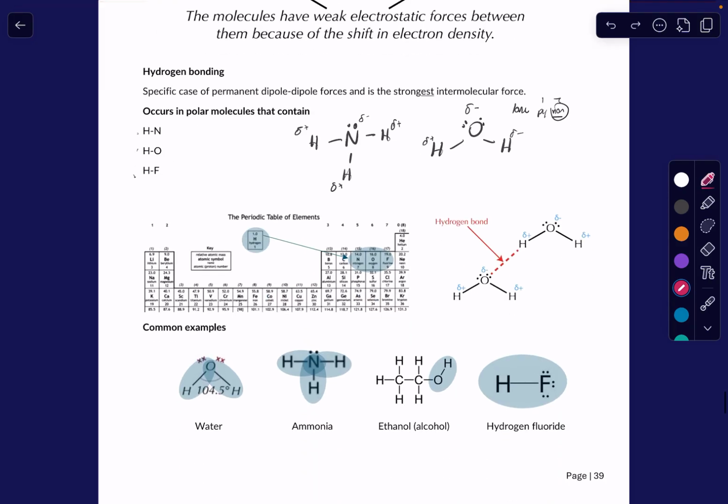Lastly, we move on to hydrogen bonding. This is the same as permanent dipole-dipole. It only happens with polar molecules, but this only happens if a molecule has HN, HO, HF. And I just remember it as H bonding as HNOF. And that's typically how I remember it.